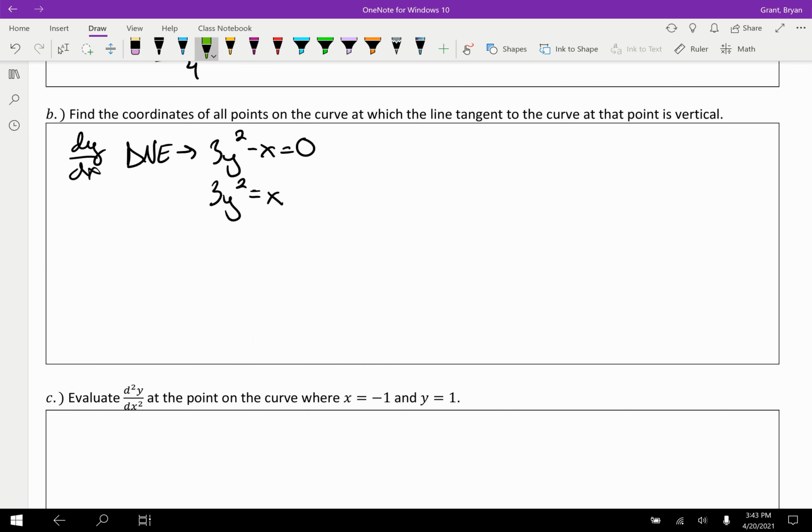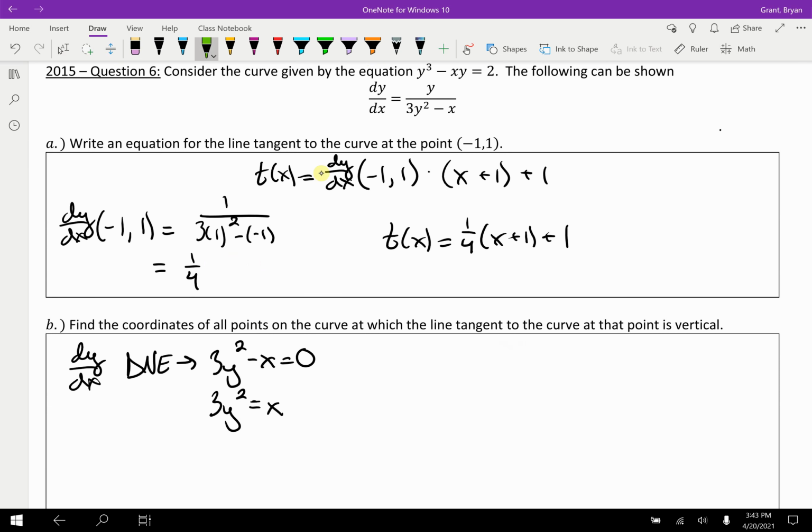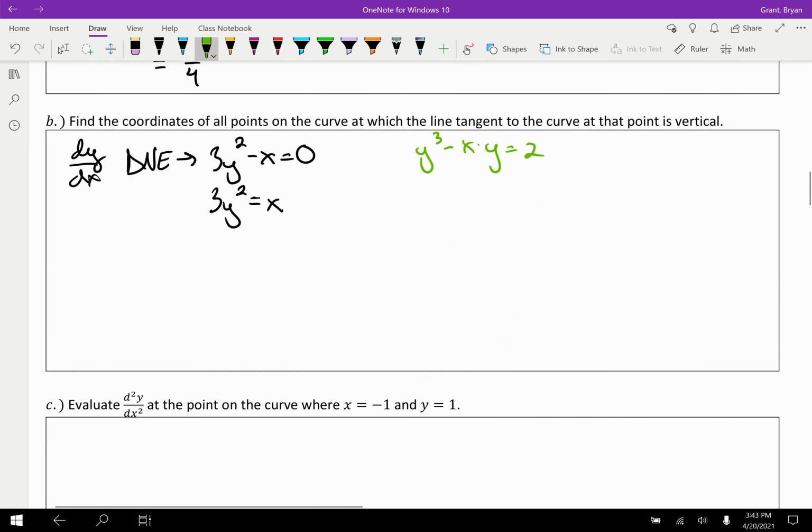Well, let's start with the original curve. So the original curve's equation is y cubed minus x times y equals 2. And actually, we just have a system of equations here. Two equations, if you will. You don't need to write it like this, but I find sometimes students enjoy seeing it written like so. How do we solve a system of equations? Well, one of my favorite ways is to use substitution. I'm going to substitute this in for the x in the first equation. So we get y cubed minus 3y squared times y equals 2.